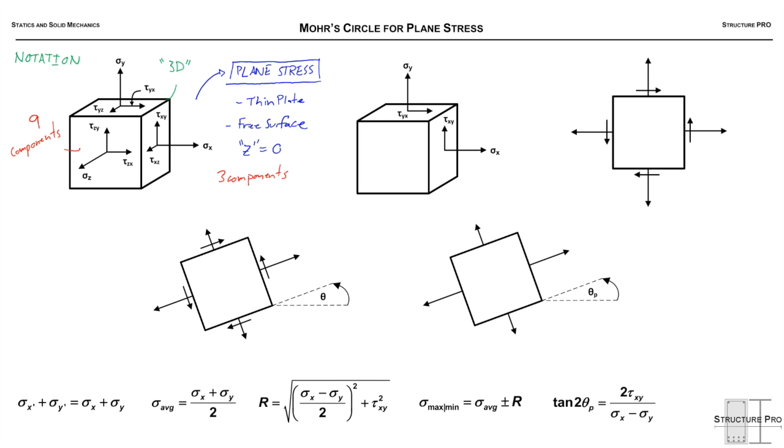Alright, so that simplifies things to only 3 components. So we basically just have 2 normal stresses and a shear stress. So we generally write that in the 2D representation there in like an xy plane, and we only have to write down 3 of the values because on the opposite side it's assumed to be the same.